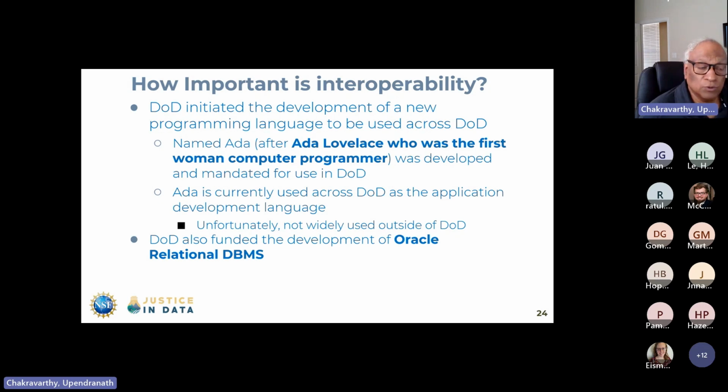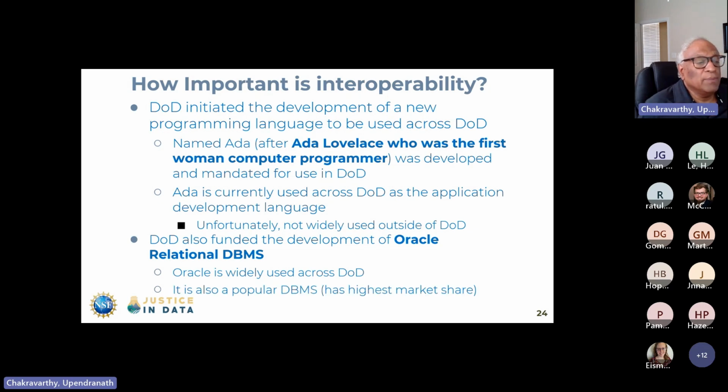Another thing they did was they also funded the development of the Oracle relational database in the 80s. And this DBMS is very widely used across DoD, at least a single model instead of using many. But still, the issue of making sure that the vocabulary is the same, and the attributes can be identified and merged, is still a problem that has to be addressed on top of that. So it's also a very popular DBMS with the highest market share. There have been a lot of instances in the real world where the inability to have systems interoperate was a big hurdle, and a lot of mistakes and other things happen because of that.